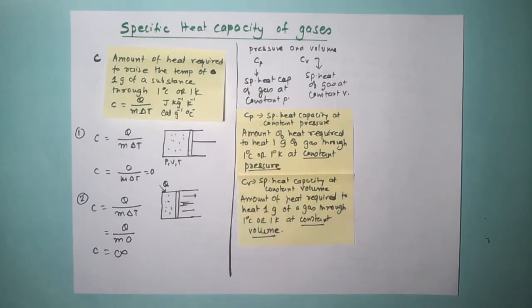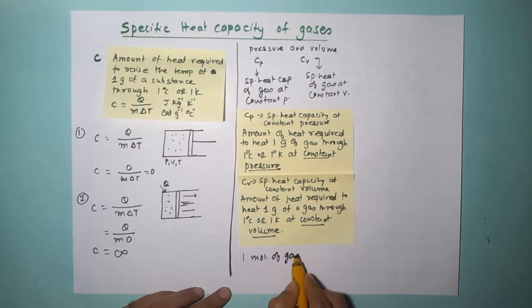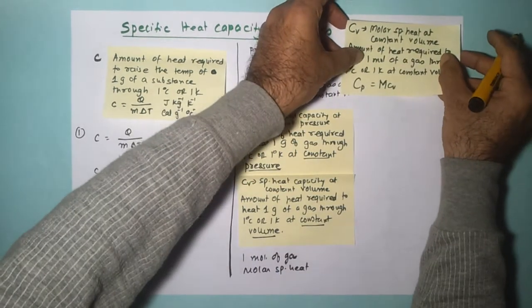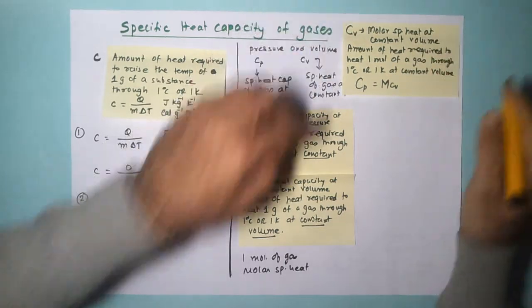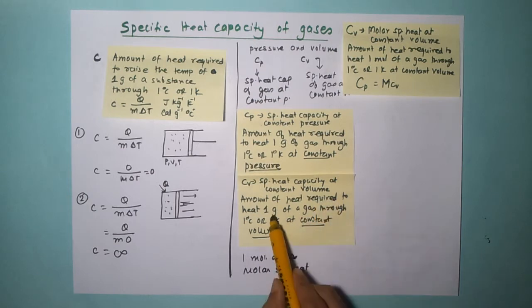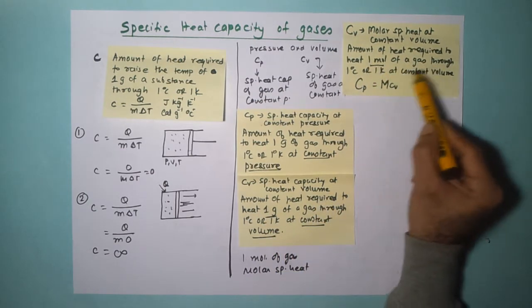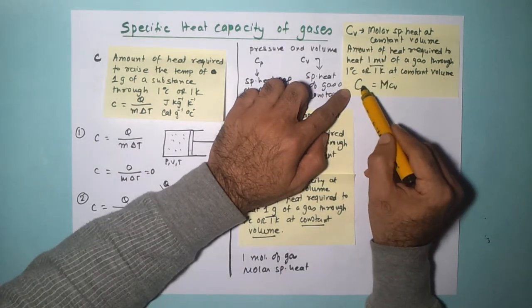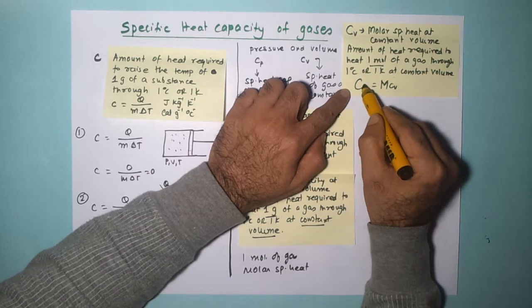Now, instead of 1 gram of gas, let us say we have 1 mole of gas. In that case, the specific heat capacity is known as molar specific heat at constant pressure and molar specific heat at constant volume. And the definitions would be something like this. Molar specific heat is again nothing but the same specific heat capacity at constant volume, but instead of 1 gram, here we have 1 mole of gas at constant volume. And the relationship is this. This molar specific heat will be denoted by capital Cv.